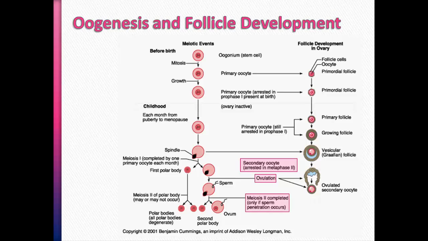It will complete meiosis 2 once a sperm penetrates it. Once it's completed meiosis 2, notice again you've got a second polar body, so a little dinky cell, and then a big cell that has all the nutrients with it, plus the sperm's nucleus and the egg's nucleus. Those 2 nuclei will then fuse and form into the zygote.